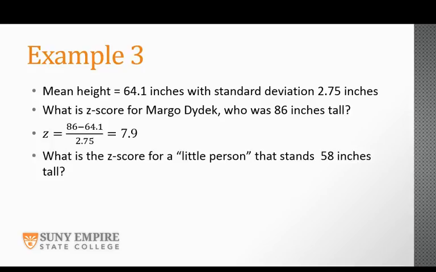How many standard deviations away from the mean is a woman legally classified as a little person, which is 4 feet 10 inches, or 58 inches tall? We subtract the height minus the mean and divide by the standard deviation. A female little person is 2.2 standard deviations below the mean.